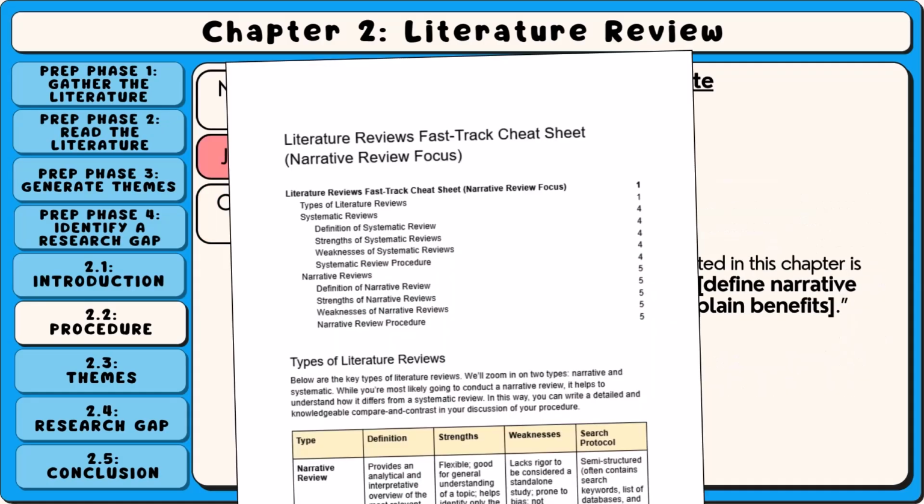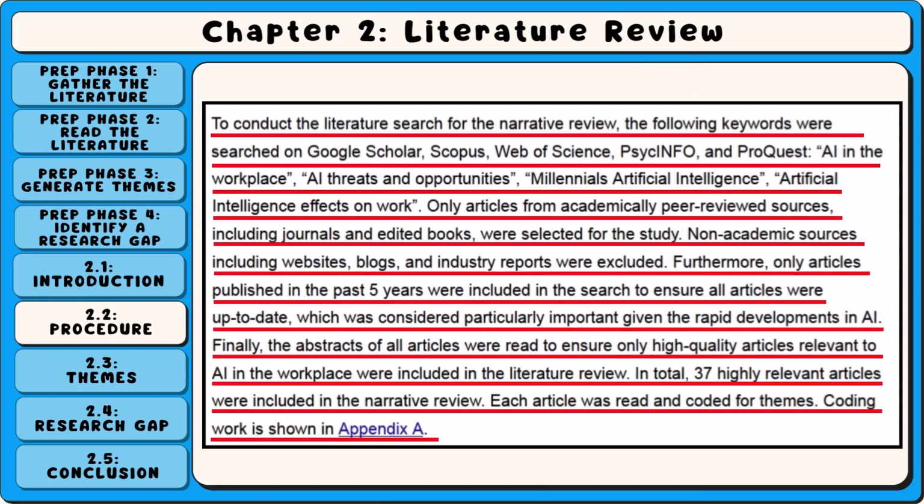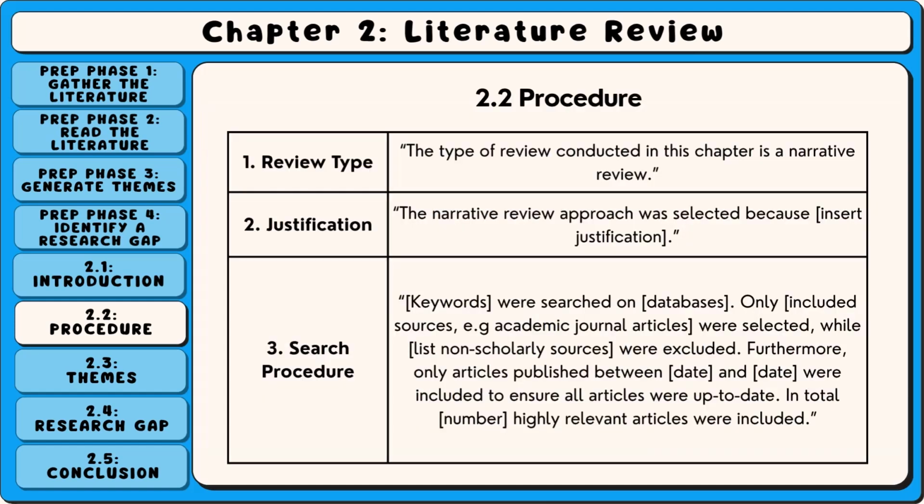A full outline of the ideal review procedure for a narrative review is provided in the fast-track cheat sheet I mentioned earlier. Here's how the sample piece outlined the procedure. It's quite long, so you can pause the screen if you want to read it. At the end of section 2.2, you will have outlined your review type, justified why you chose that review type, and outlined your specific search procedure.